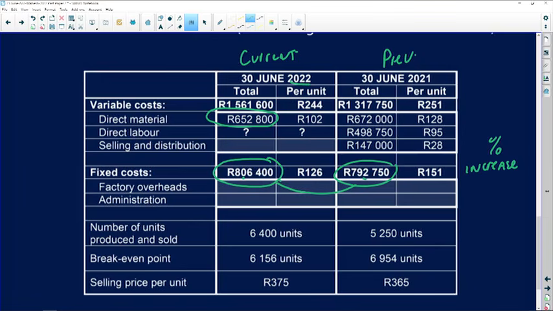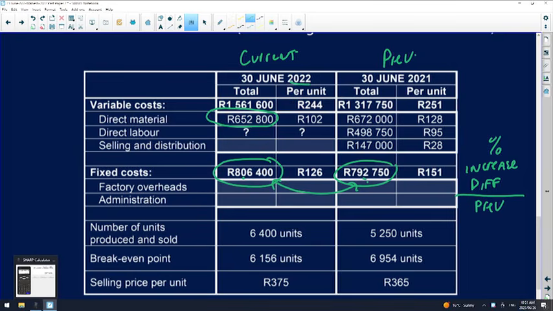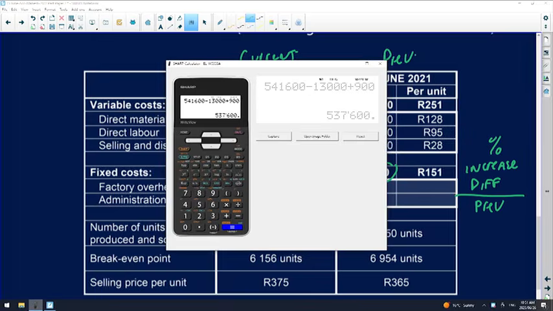What is the percentage increase? So how do I work this out? I take the difference, right? So I must take the difference between the previous year and the current year, and I divide this by the previous year. Obviously times 100 because I want a percentage. So let's do that. Let's look at the difference, right? So remember it was 806,400. Now it is 806,400. Previously it was 792,750. So if I subtract these two figures, right? So let's do that.